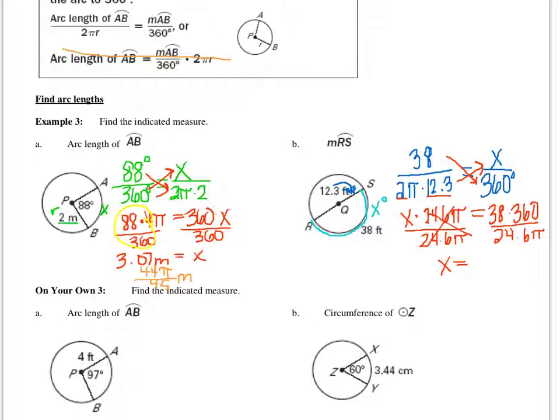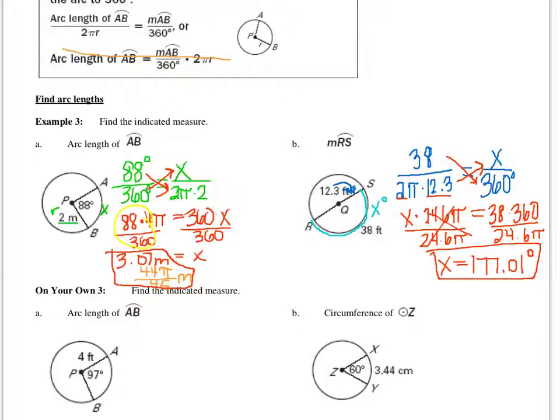and then divide it by 24.6 pi, you should get 177.01, and then my units would be degrees because I'm finding the measurement of that arc. So this would be my final answer here. Just like in this problem, either of these could be my final answers. And notice I did include my units for both of these.